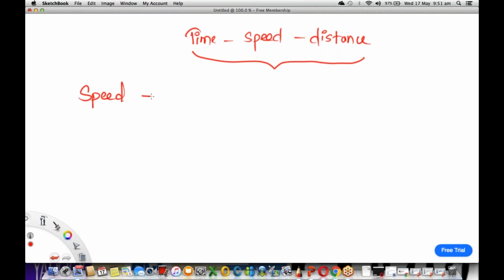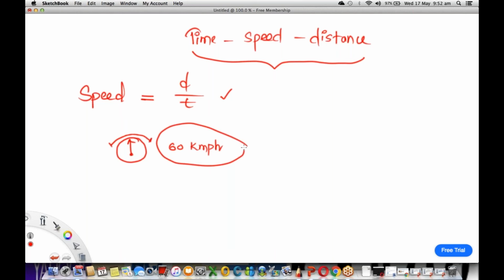So what do you mean by speed? Speed is nothing but the distance traveled in a certain period of time. So the distance traveled in a certain period of time will be treated as speed. Suppose I'm moving on a bike and the bike is showing a speed of 60 kilometers per hour, or 60 kmph. So what does this indicate? 60 kmph indicates the bike is moving 60 kilometers per 1 hour.